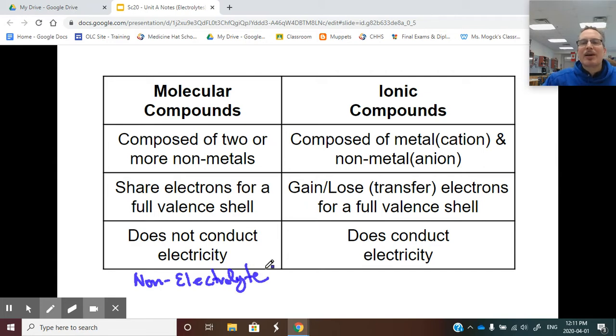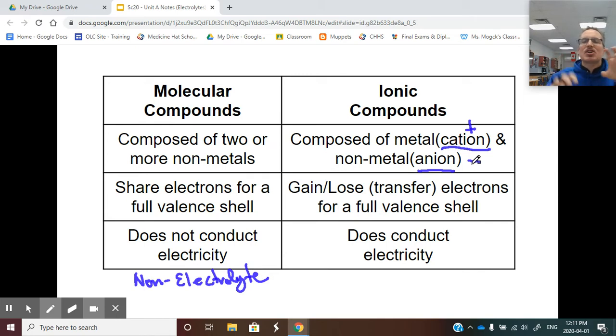Now, let's think about ionic compounds then. An ionic compound is made up of a metal and a nonmetal, or as I like to say, a cation and an anion. Well, those are ions. They're positively charged. Remember, a cation is positively charged and an anion is negatively charged. So there's ions present. One's going to lose, one's going to gain electrons.